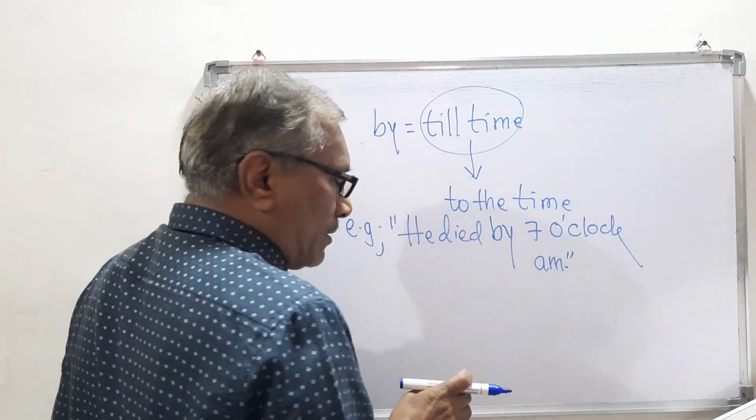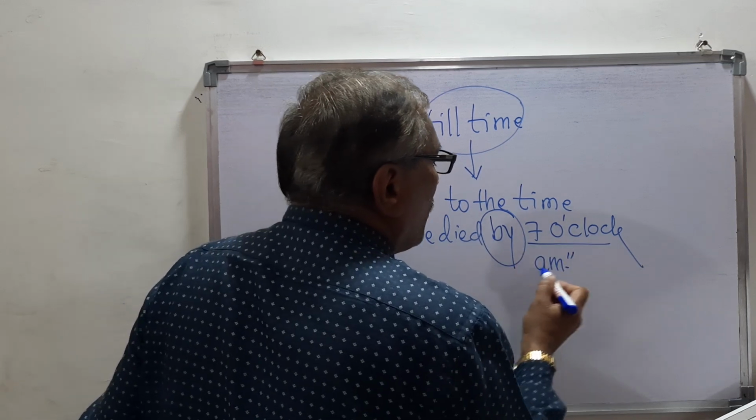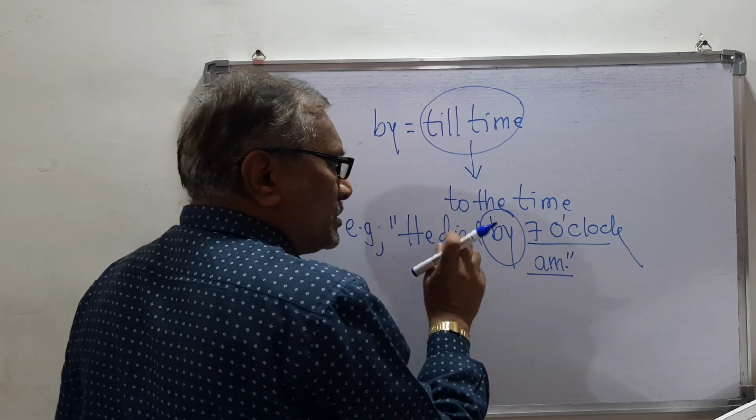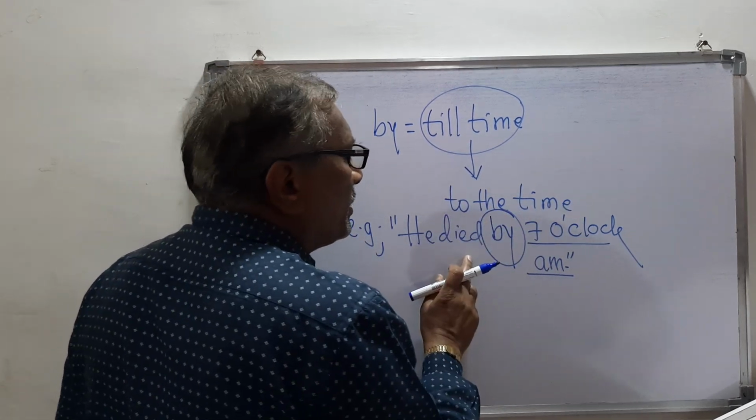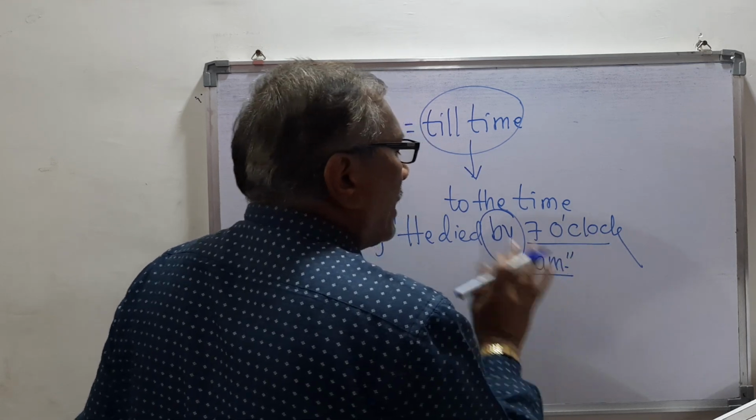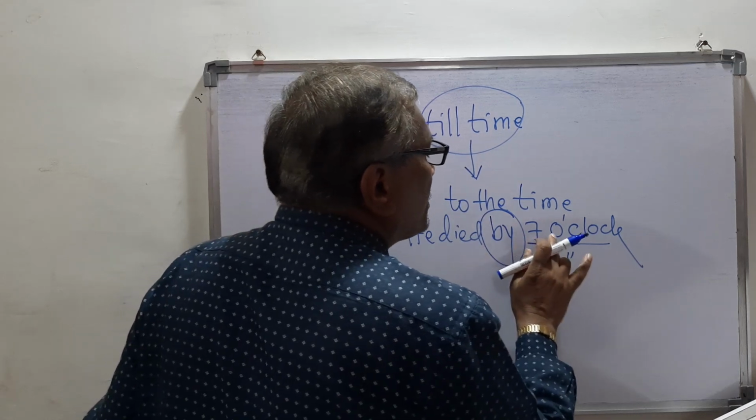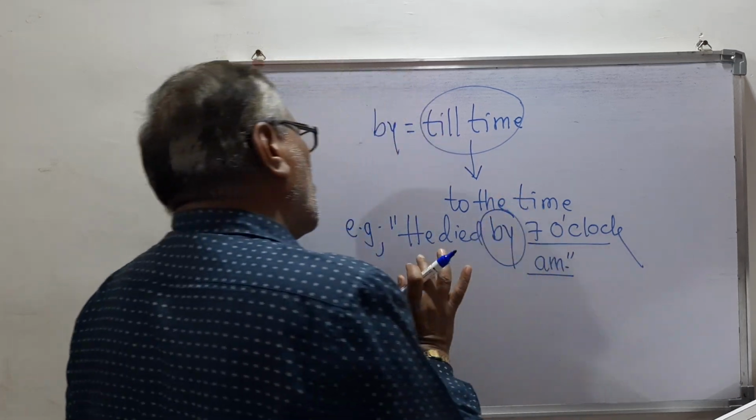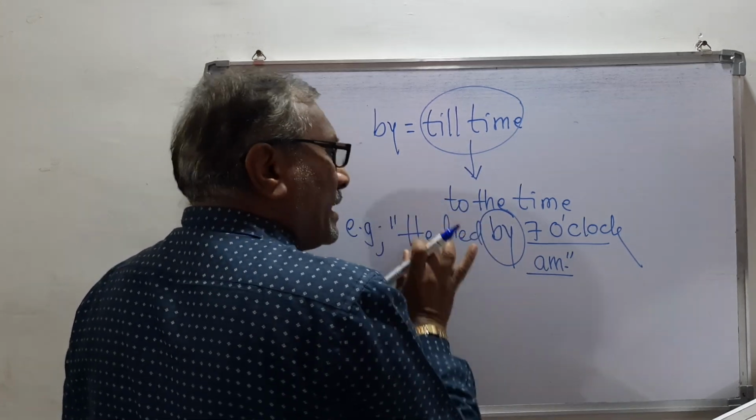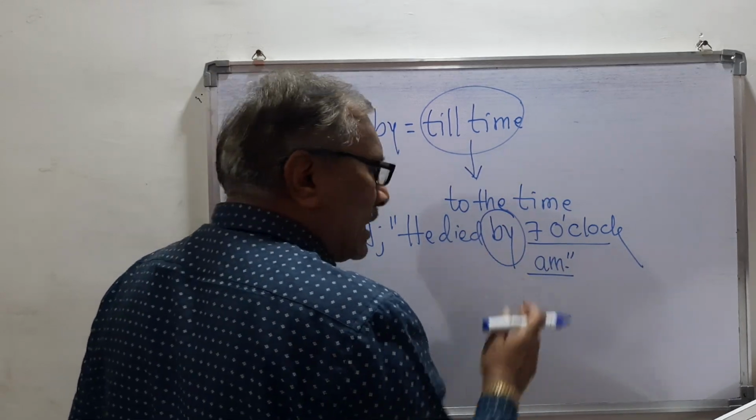So this is the example. He died by 7 o'clock. Means till time. Means what? To the time. Means he died to the time of 7 o'clock a.m. He died till the time of 7 o'clock a.m. So remember, by is the preposition which shows the time, but that time is till time. That time is to the time.